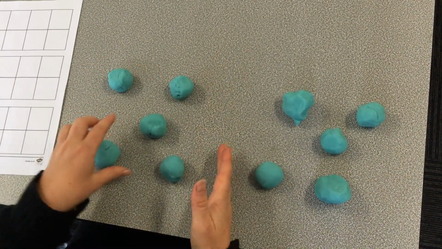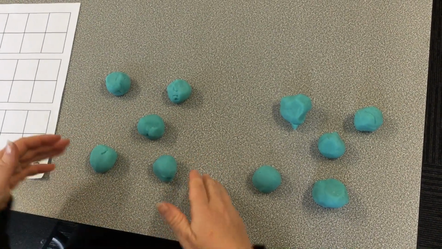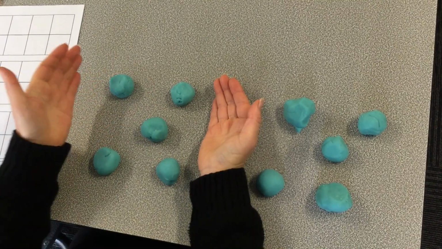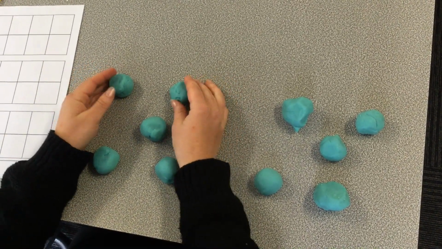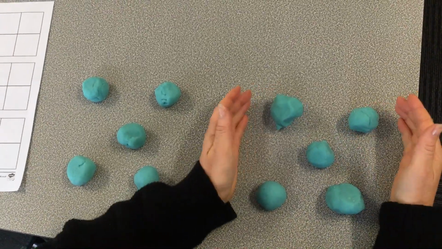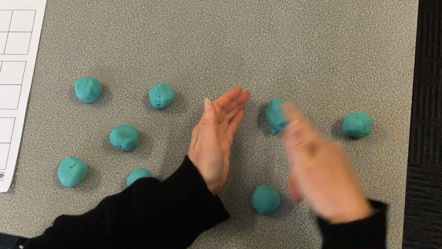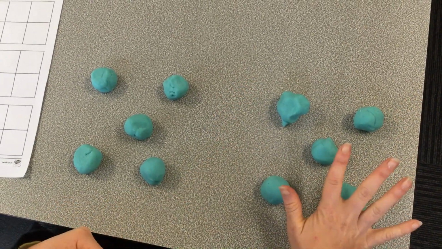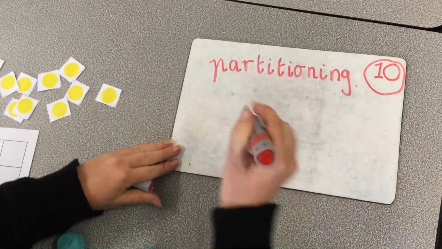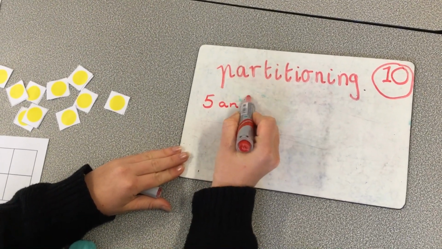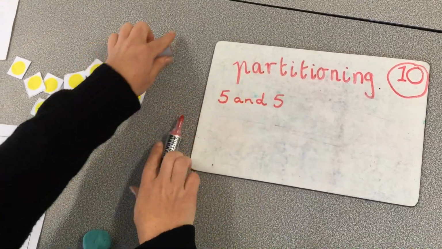I'll chop mine down the middle here. I can already see on one side I have 1, 2, 3, 4, 5 Play-Doh balls on this side. Let's have a look on this side. I also have 5 Play-Doh balls. You might be able to subitise this like off a dice. Looks the same. So we know that 5 and 5 is the same as 10. So I might write 5 and 5 up here.